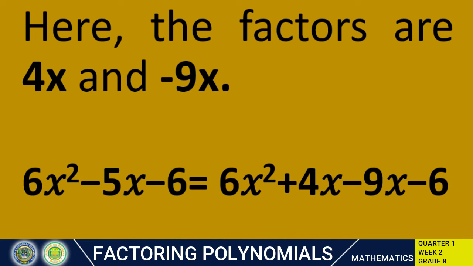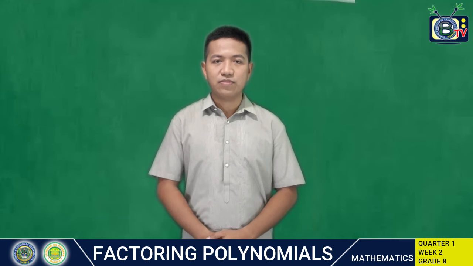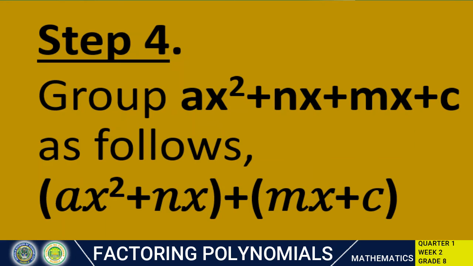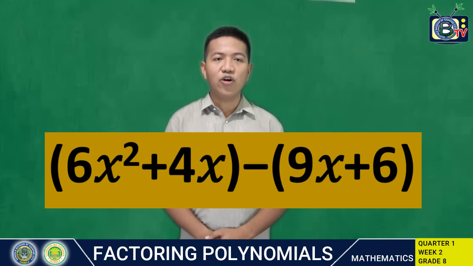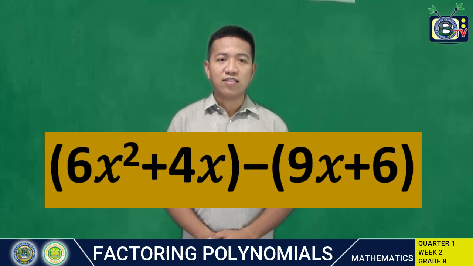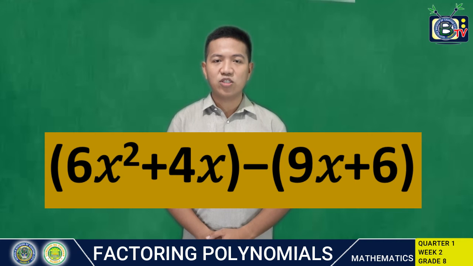We have 6x squared minus 5x minus 6 is equal to 6x squared plus 4x minus 9x minus 6. Step 4. Group ax squared plus nx plus mx plus c in this pattern: quantity ax squared plus nx added to quantity mx plus c, or 6x squared plus 4x minus quantity 9x plus 6. Notice that the operation used in the second group was changed.